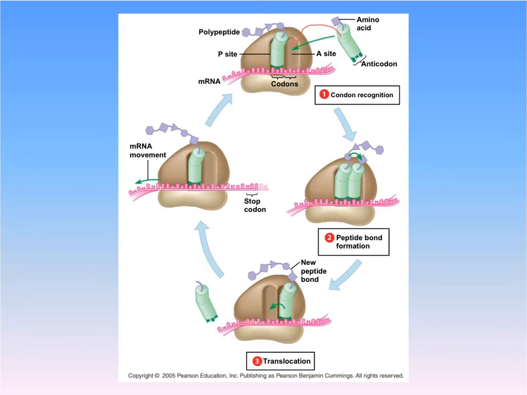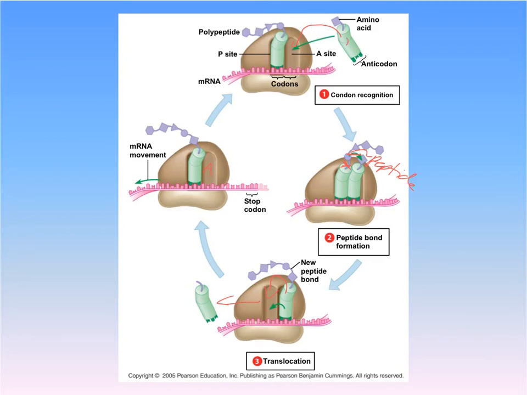Once it docks, a peptide bond will form between the two amino acids, which means this tRNA has let go of its peptide. Once it's let go, it goes ahead and leaves the ribosome. It's going to go pick up another amino acid. And this tRNA will then move to the P site. Once it moves to the P site, the A site is open. And we're just going to start the whole process over again.